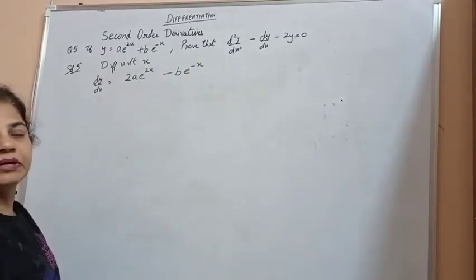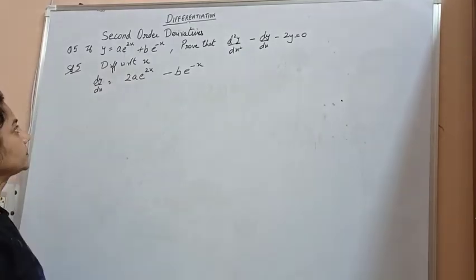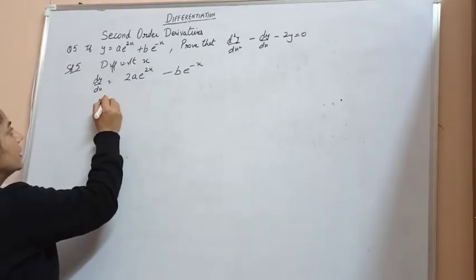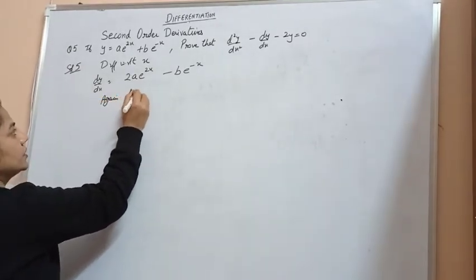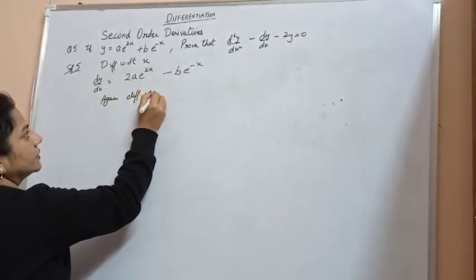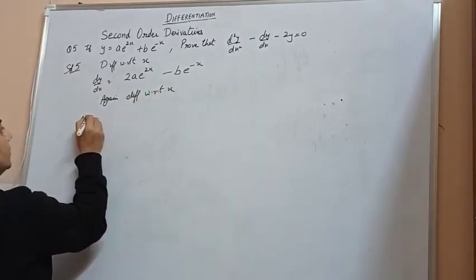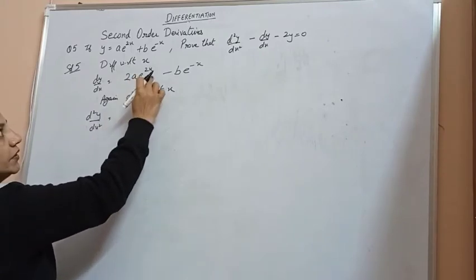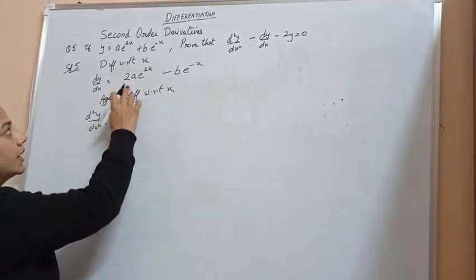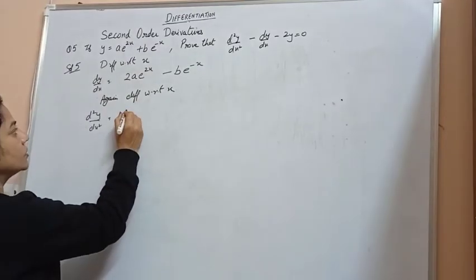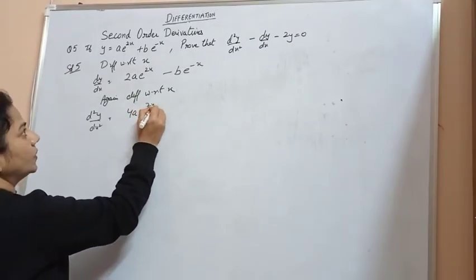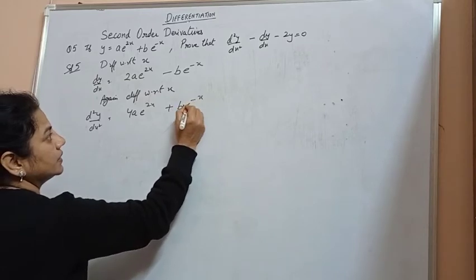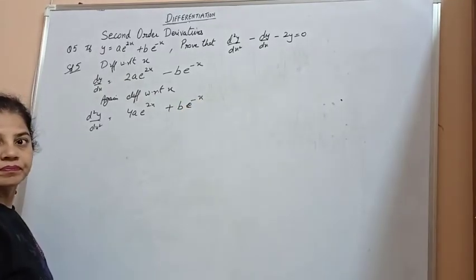So I get minus b e to the power minus x. This is my first derivative. Now again differentiate with respect to x. It becomes d square y by dx square is equal to derivative of a e to the power 2x, which is 2 times a e to the power 2x becomes 4a e to the power 2x, and minus becomes plus b e to the power minus x.